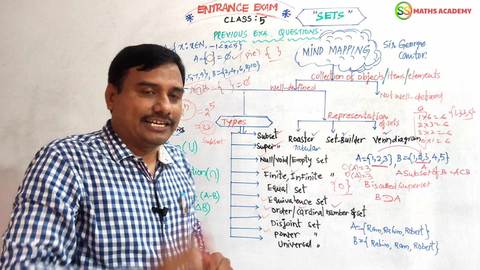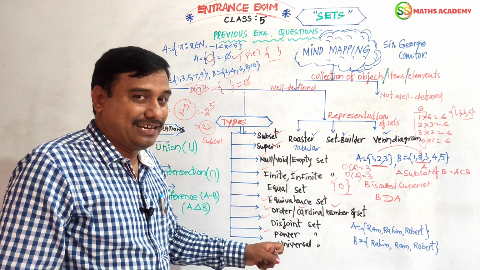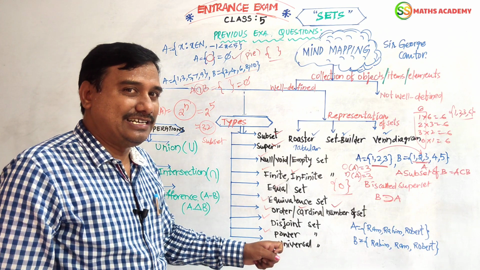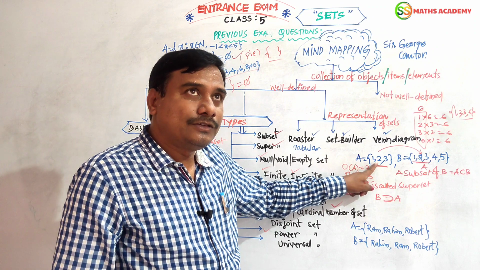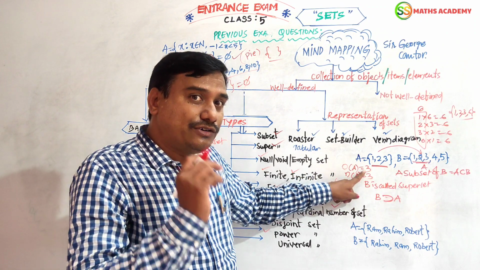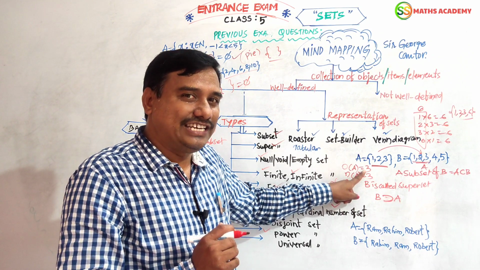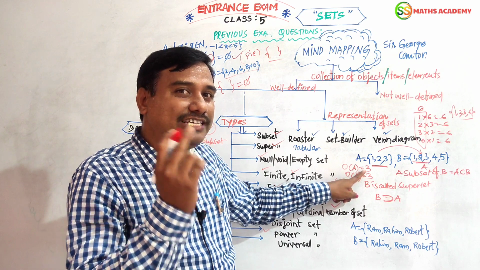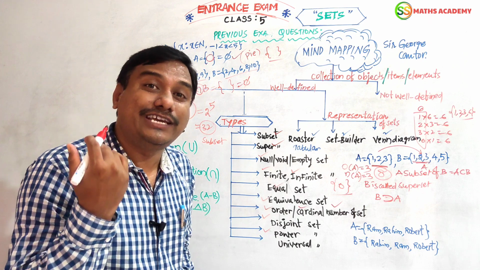Now by the example you can understand. Let me ask one question: how many elements does the power set of this set have? You can think: what is the order of the set? 3. What is the formula? 2 to the power of n, 2 to the power of 3, which means 2 into 2 into 2, 8. How many subsets will be there? 8. Answer will be 8.